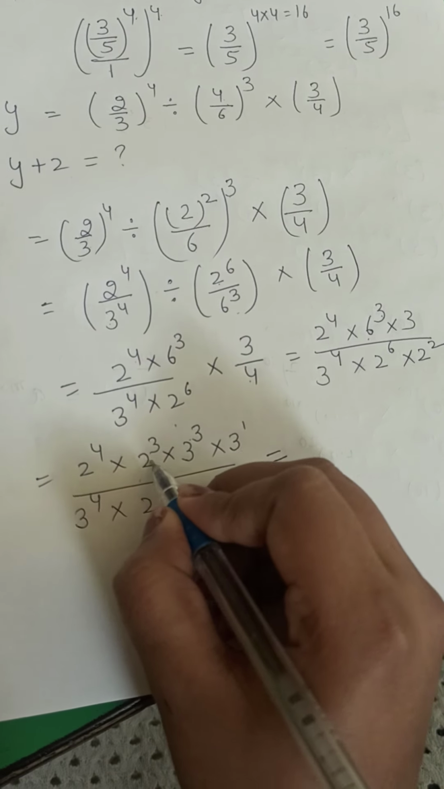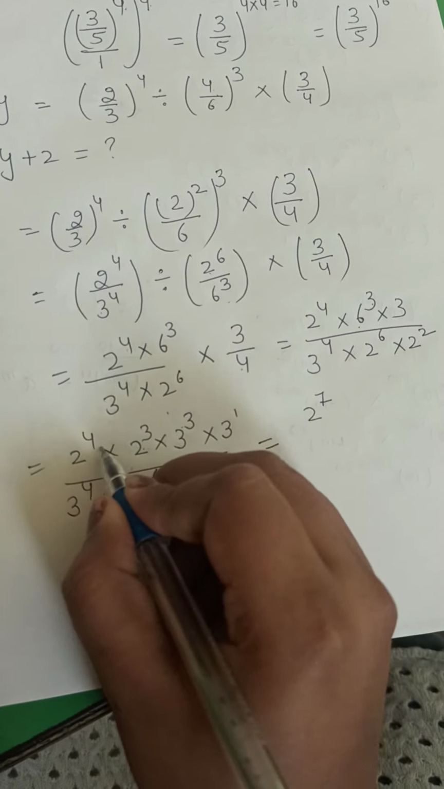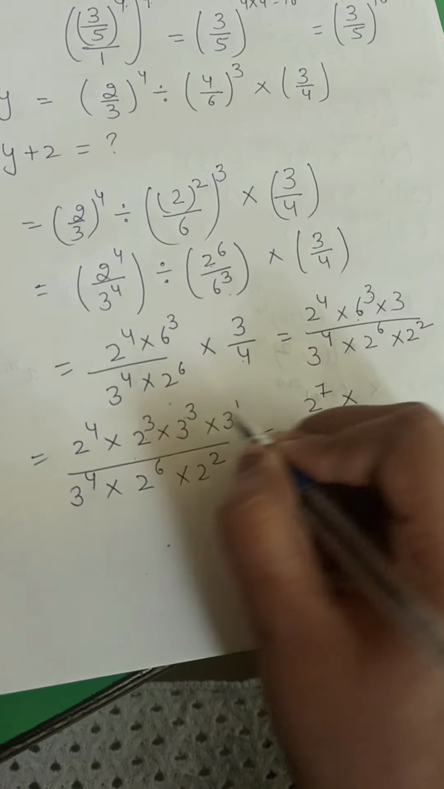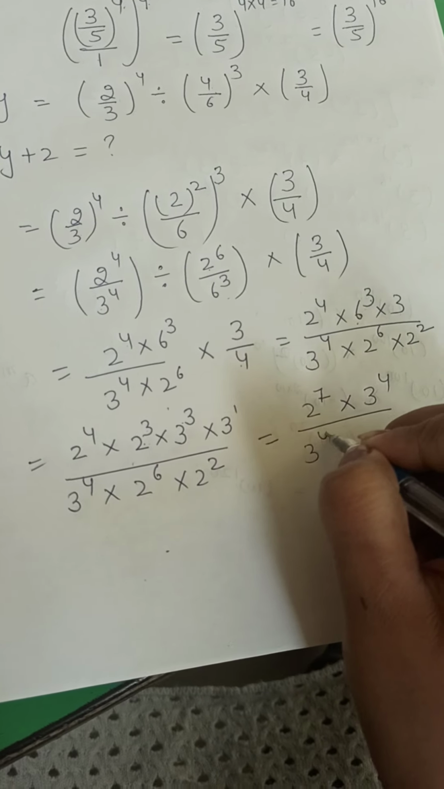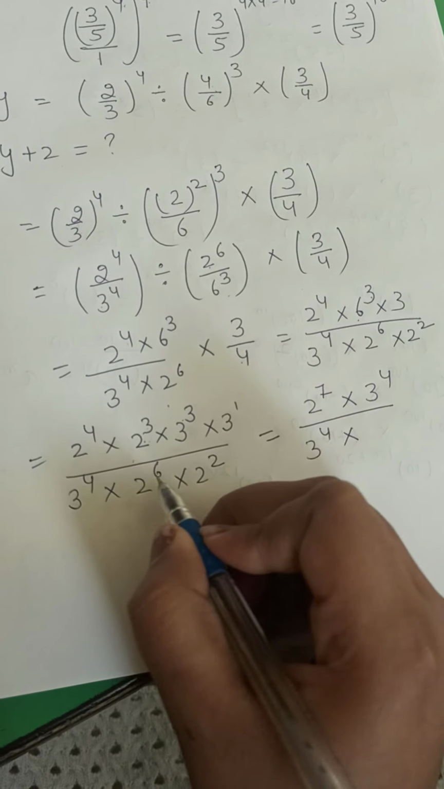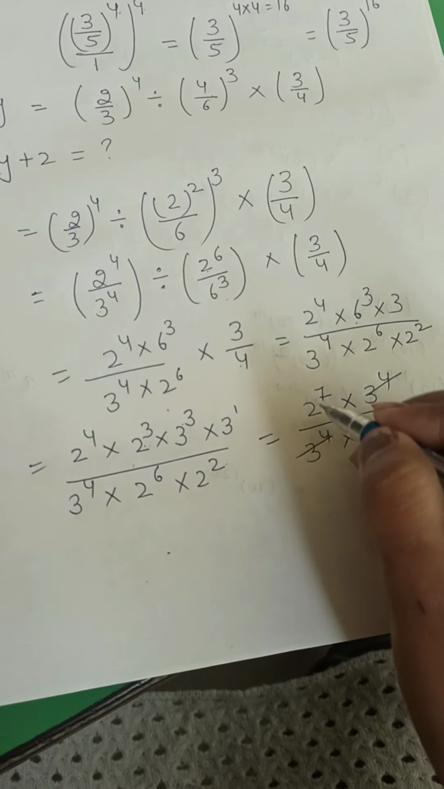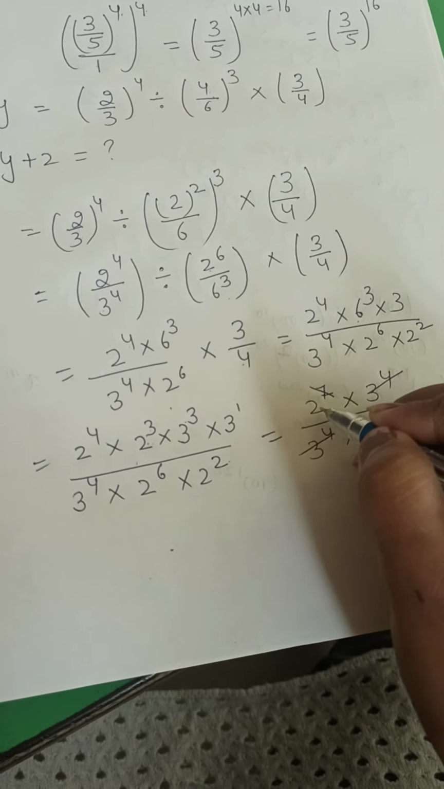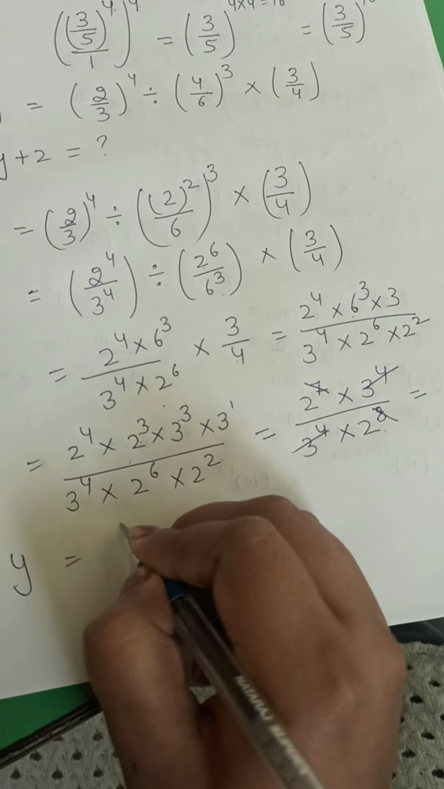Now check. 2 base same powers add, 2 to the power 7. 4 plus 3, 7. Multiply 3 the power 4. Divide by 3 the power 4. Multiply 6 plus 2, 8. This cut by this, cut by this. Here it is y equals to 1 by 2.